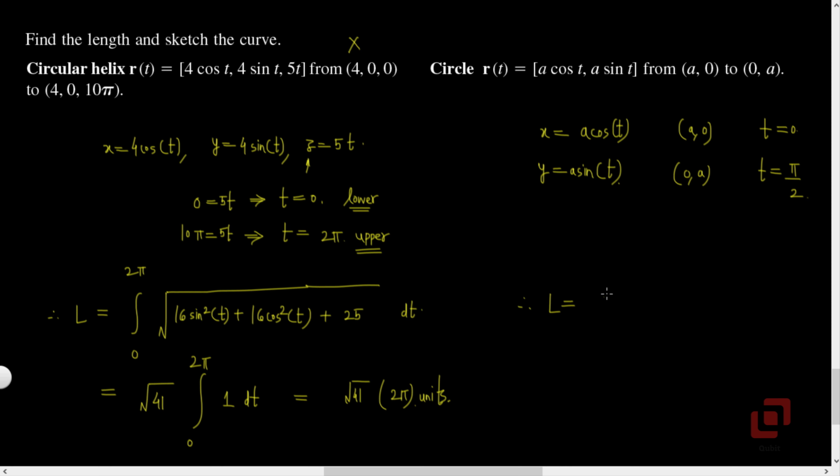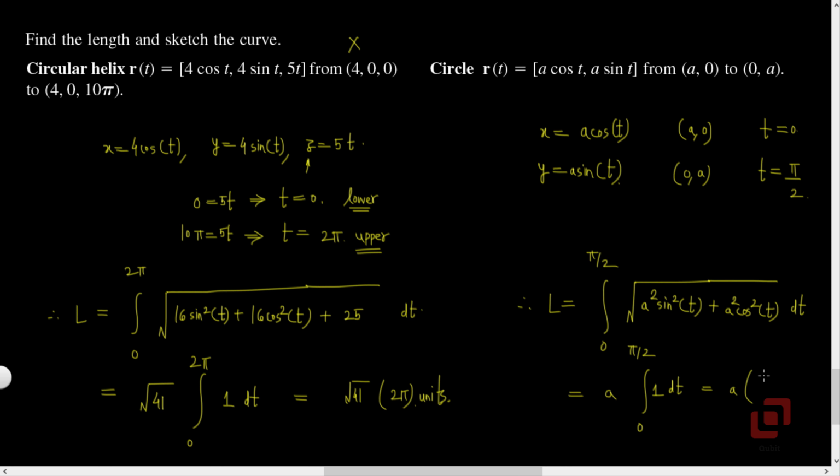Therefore, the length will be equal to the integral from 0 to pi by 2 of root of (dx by dt) squared, which will be a squared sin squared t, plus (dy by dt) squared, which will be a squared cos squared t, dt equal to, again we have sin squared t plus cos squared t, which is 1. So root of a squared will be a, into integral 0 to pi by 2 of 1 dt, which will be equal to a into pi by 2 units.